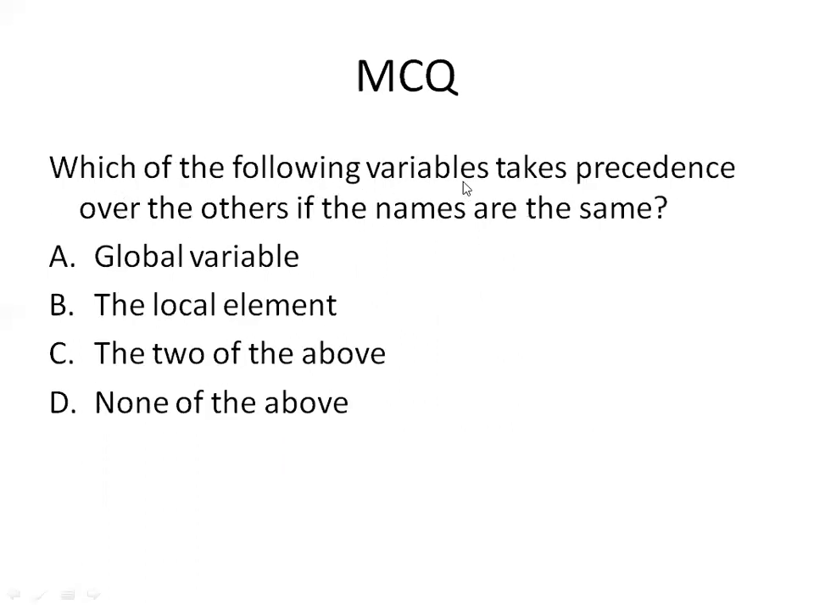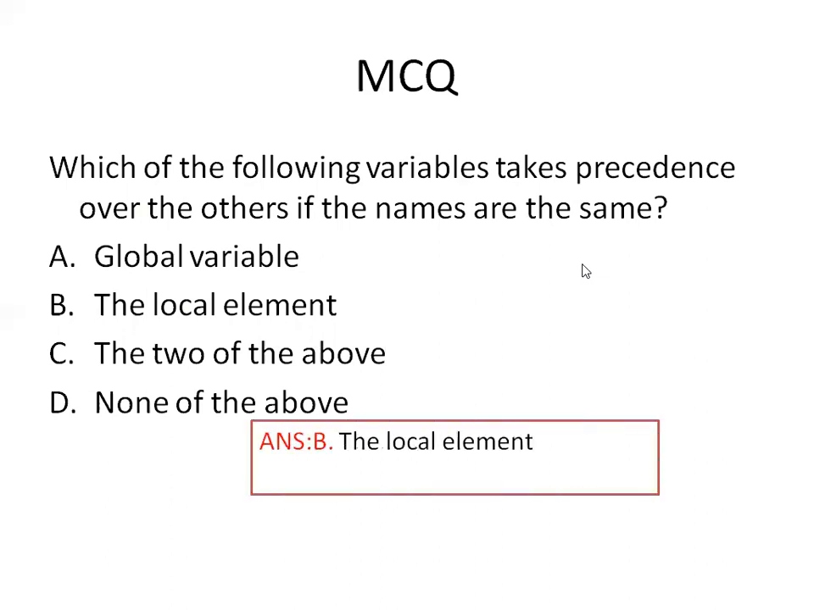Which of the following variables takes precedence over the other if the names are the same? We have two kinds of variables, global variable and local variable. When the global and local variable names are the same, which one takes precedence over the other? We know very well, the local variable takes precedence over the other. Therefore the answer is option B, local element, or we can say local variable.